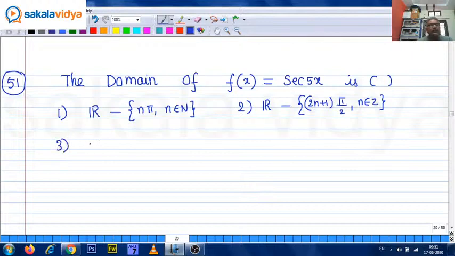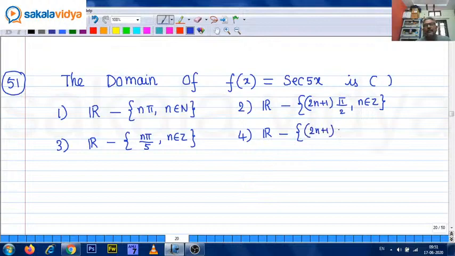Third option, set of real numbers minus n pi by 5, n belongs to set of integers. Fourth option, set of real numbers minus 2n plus 1 pi by 10, n belongs to Z. Okay. The domain of f of x is equal to secant of 5x.